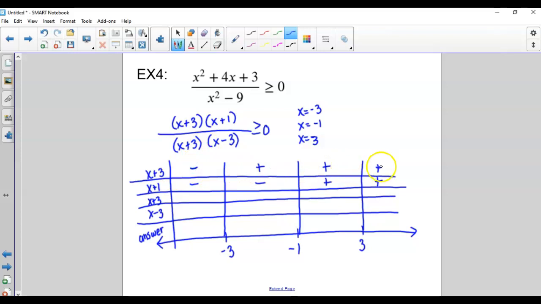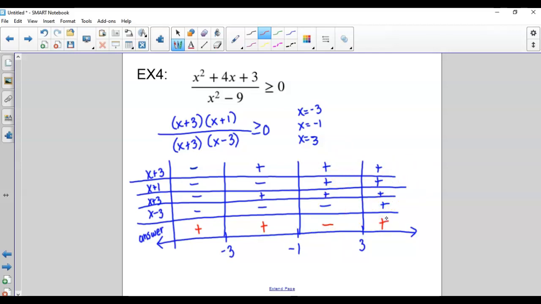X plus 3, I'm just copying the same line. Negative, positive, positive, positive. And then for this last one, 3 would make this 0, so it's going to be negative, negative, negative, positive right here. Any number below 3 is going to make that a negative value, but any number above 3 will make this a positive value. So, again, we're doing our sign analysis. We've got 4 negatives here, so that would be a positive. An even number of negatives is going to give you a positive. Here we also have an even number of negatives, so we'll have a positive here. We've got a negative here, and then positive here.